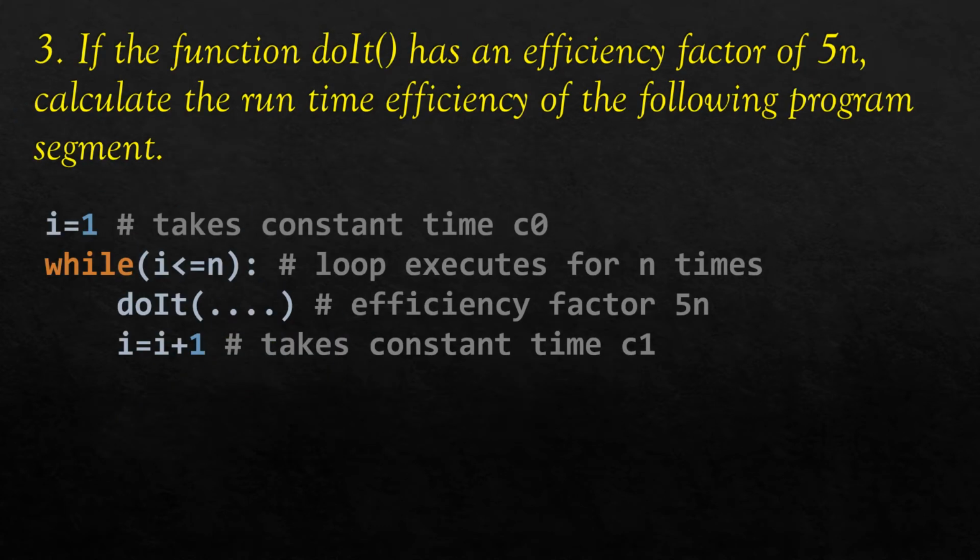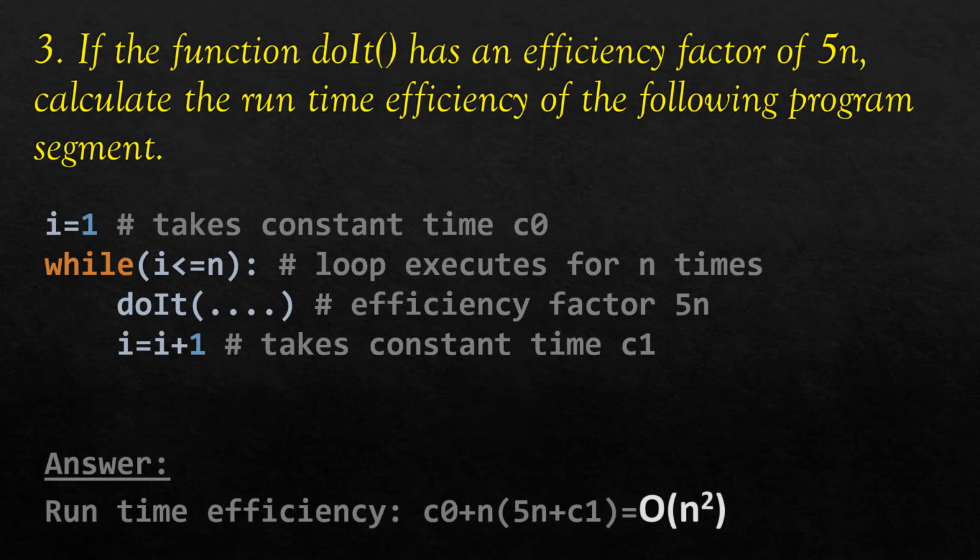Now here, if the function doit has an efficiency factor of 5n, calculate the runtime efficiency of the following program segment. You can see the first assignment takes constant time C0. Next the while loop is executing n number of times, because i gets incremented by 1 every time. Let's say that assignment takes constant time C1, and within that there is a function doit which has an efficiency factor of 5n. So clearly you can see C0 plus n into 5n plus C1. So that is order of n square.